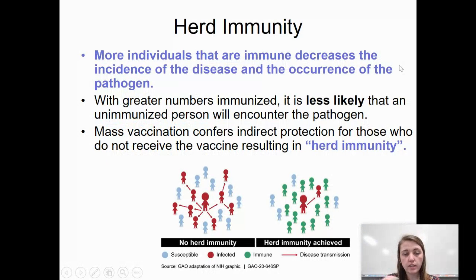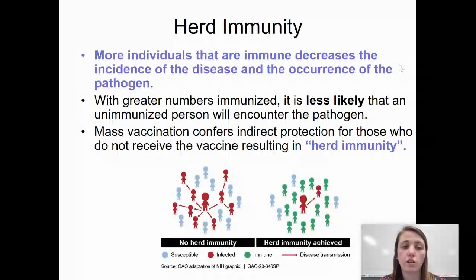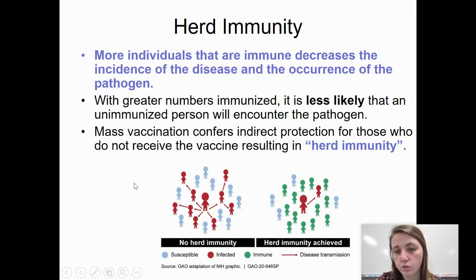All right, so then the last thing is pretty self-explanatory. I'm sure that you've heard it. It's herd immunity. This just states that the more individuals that are immune to a certain pathogen, the more it will decrease the incidence of the disease and the occurrence of the pathogen. I feel like this diagram does a great job of showing that. In the first, we have one person who's infected and nobody is immune to it in the population. So obviously that one person that has it can spread it very quickly to a bunch of other people because no one is immune. So there's no stopping point for the infection to spread.